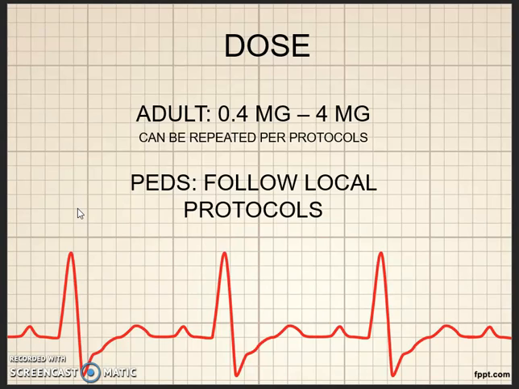Some protocols may repeat every 5 minutes. Some are every 10 minutes. So this will really depend on your local protocols. But what I have written here is pretty standard for your normal run-of-the-mill overdose. So your minimum dose would be 0.4 milligrams, usually up to about 4 milligrams.